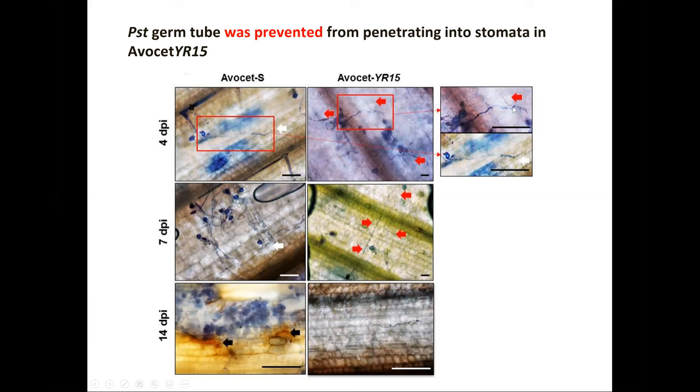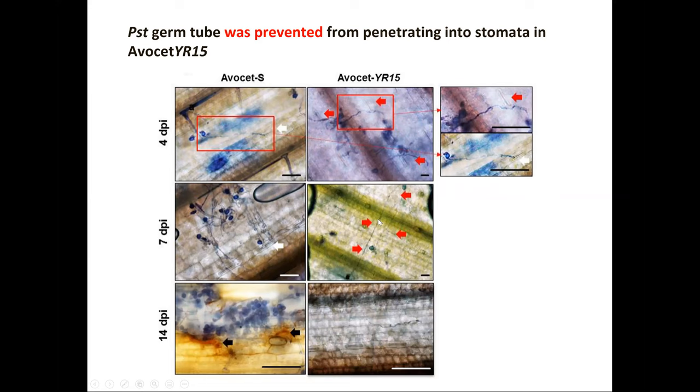So this, you can see that it goes around. And we see at 7 days post-inoculation, again, lots of successful germination and penetration is happening through stomata on the susceptible genotype. However, in the resistant genotype, these red arrows showing the location of different stomata where the pathogen just goes around it and is not able to penetrate.